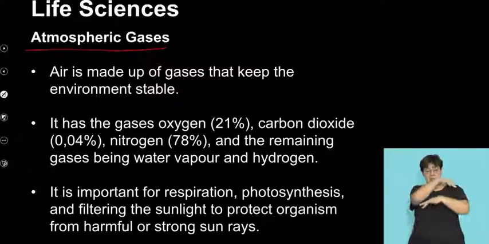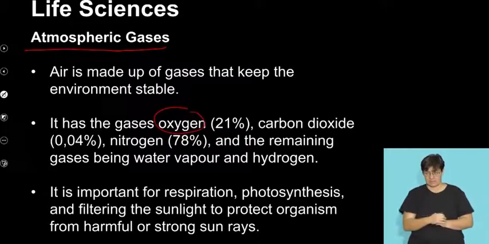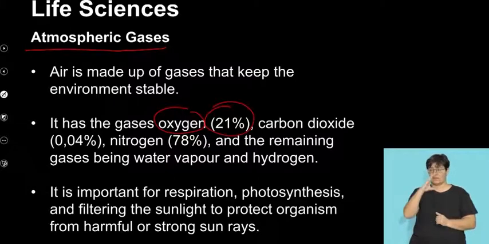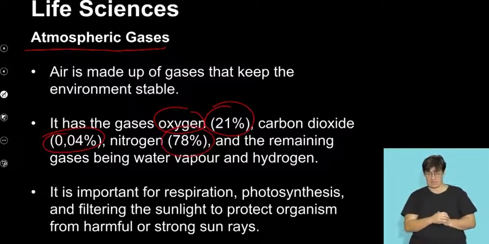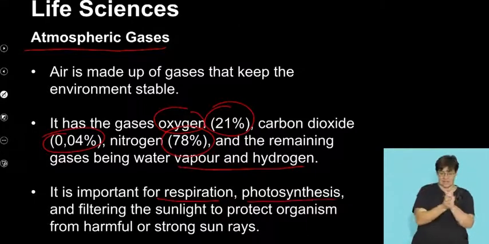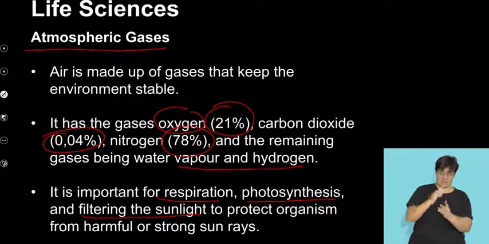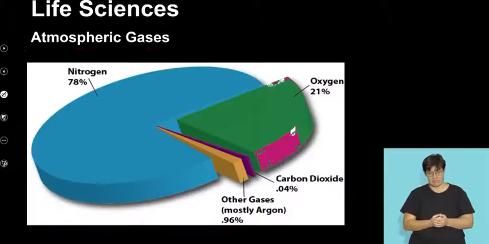When we look at atmospheric gases, we know that it is made up of different types of gases. We have oxygen, which makes up 21% of the atmosphere, carbon dioxide 0.04%, and nitrogen a significantly large percent of 78%, with the other gases making up approximately 1% of that. We know that oxygen is important for respiration, for photosynthesis, and for filtering out sunlight, so that protects organisms from the harmful and strong sun rays.